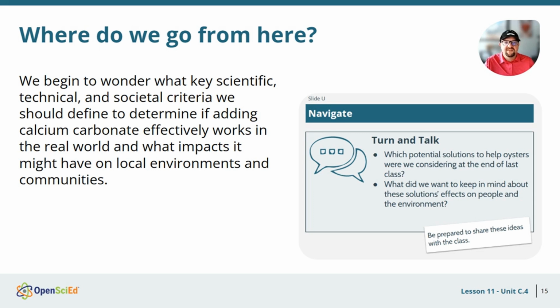Now that students understand the chemistry of reaction rates and equilibrium shifts, they are left with an engineering question. Adding calcium carbonate works in a lab beaker, but how does it hold up in the real world? This sets us up to transition to lesson 12, where we leave the lab bench behind and start evaluating design solutions against real-world technical, environmental, and community criteria and constraints.